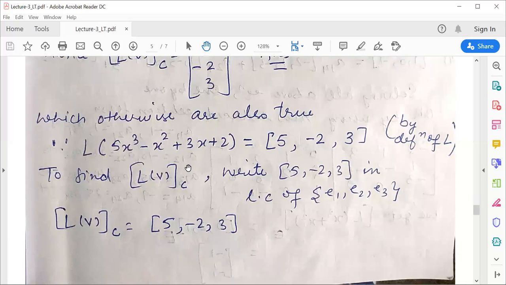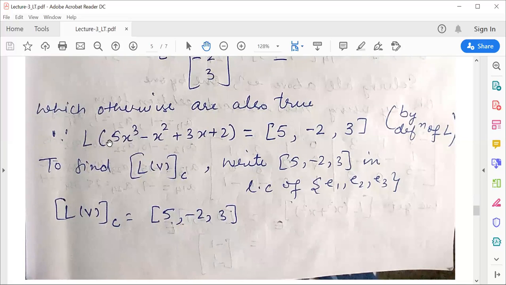Now, if you have to calculate it directly, firstly you will calculate L of this V, which is equal to (5, -2, 3). How does it come? This is by the definition of L, how the mapping is defined, or how the linear transformation is defined in the question. Next step is to find the coordinate vector of this L of V with respect to the ordered basis C.